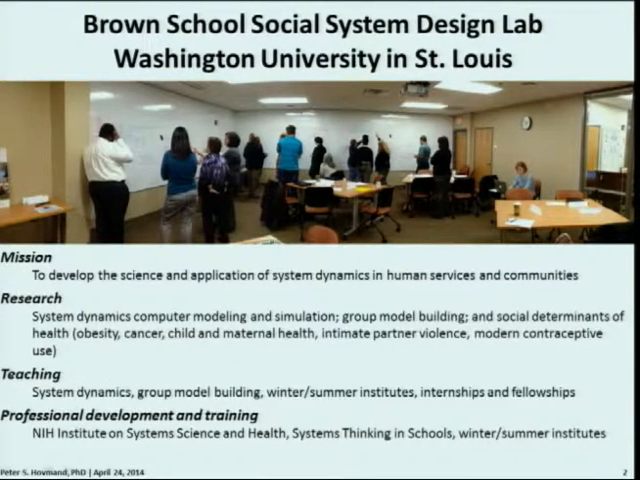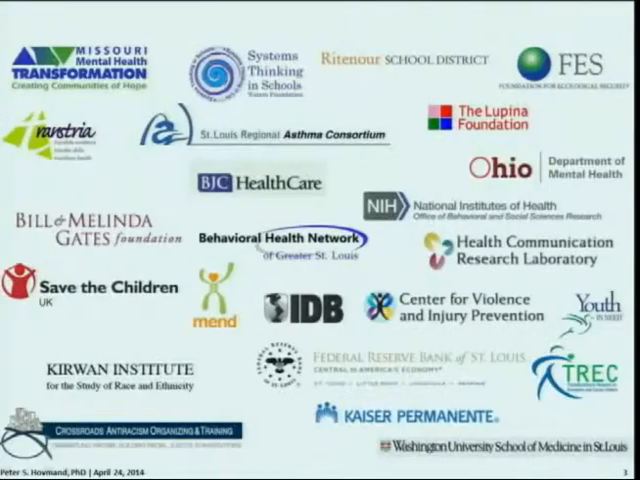This is a picture of what the lab looks like when we're doing a workshop. They're building some structure around service cliffs and delivery systems around the transition from youth to adult services. These are just some of the organizations we partner with in the US and elsewhere.